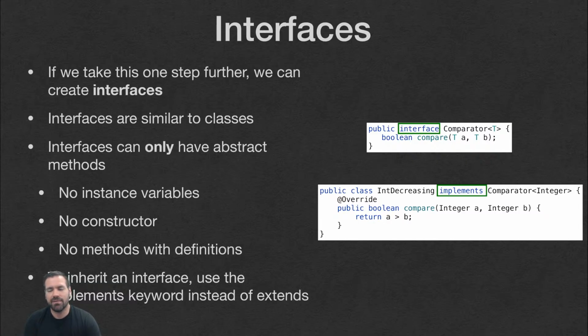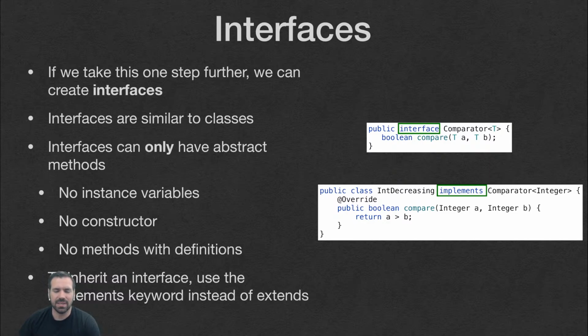So this would be in a file named Comparator in the directory structure matching the package, just like a class. It exists at that same level, but it's not quite a class. It doesn't have a constructor, it doesn't have instance variables or anything. In fact, it cannot have them. So no instance variables allowed, no constructors are allowed, and no methods with definitions, with an asterisk.